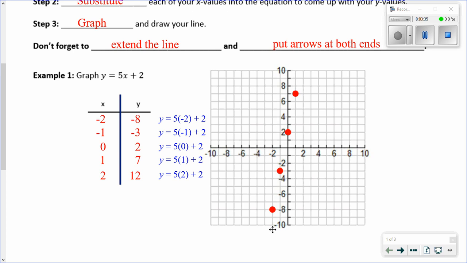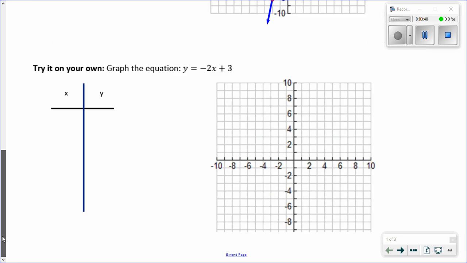But I have enough points where I can draw my line, so I just go ahead and connect them and draw my line completely through it. And that's how you can graph it using a table. You guys are going to go ahead and try this one on your own. So create your table, plot your points, and draw your line.